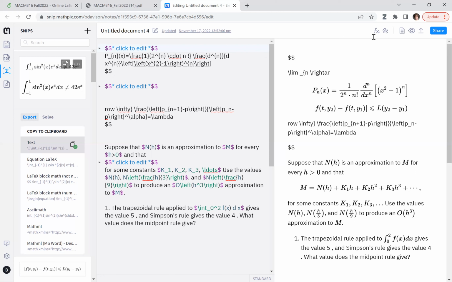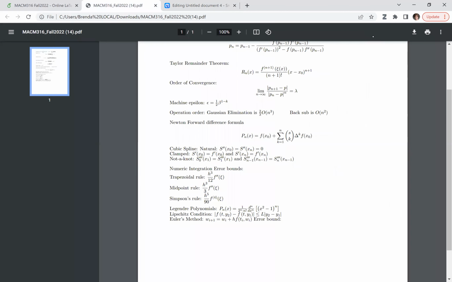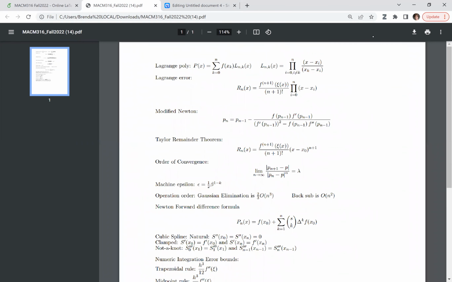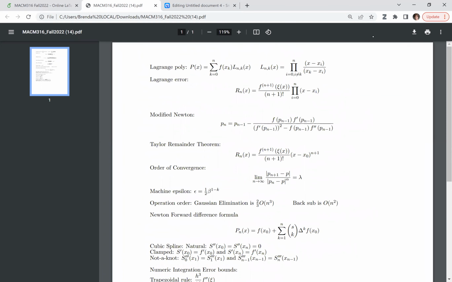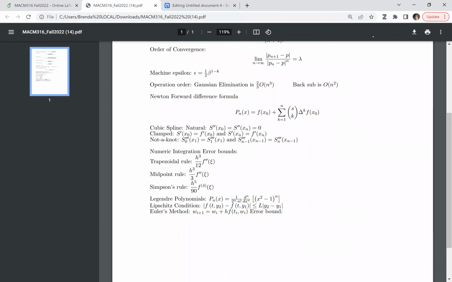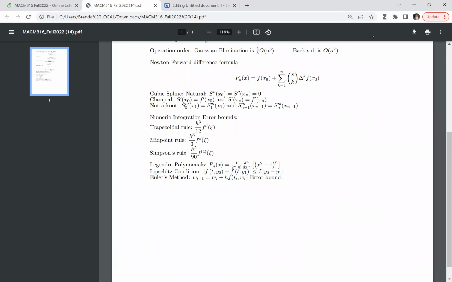And I started doing this because you'll see I put the Legendre polynomials on the formula sheet. So here is the formula sheet from the midterm, right? That's what we had in the midterm up until the operation order from the Gaussian elimination. And then to that, I have added the forward difference formula. I'm not going to ask for a centered or backward one. I added the cubic spline boundary conditions, the natural, clamped and not-a-knot boundary conditions. I added the error bounds for the trapezoidal, midpoint and Simpson's rule.